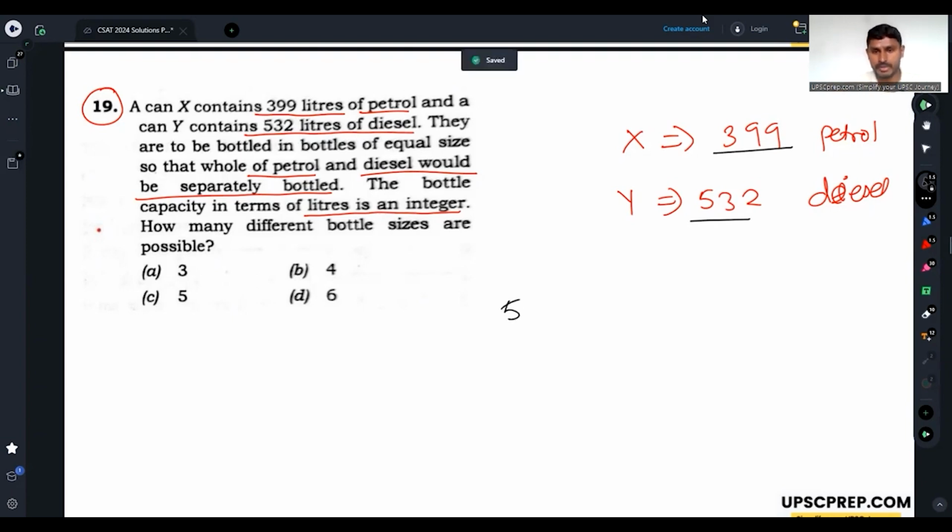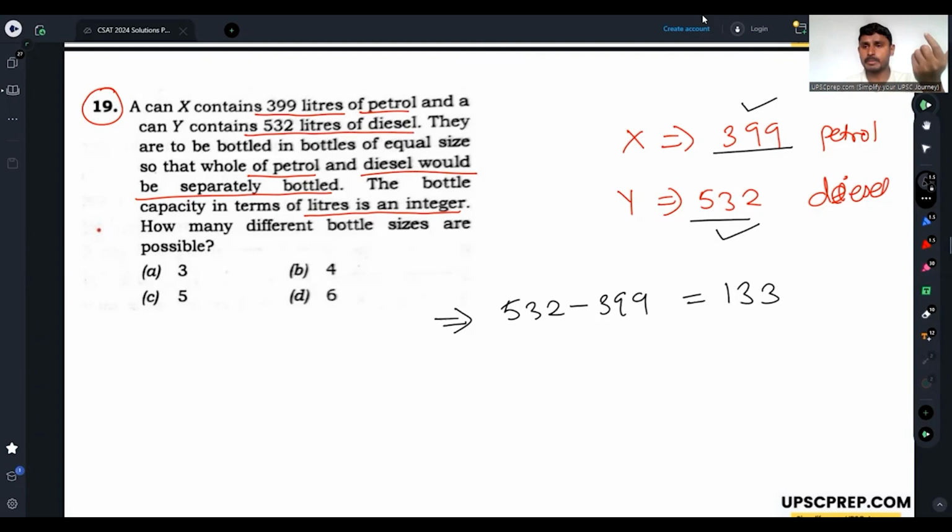So if 532 minus 399, what should be the difference here? It will be 133. Same as that of the previous question. तो 133 के जितने भी factors होंगे, those factors will divide 399 as well and 532 as well. Otherwise they will keep the same remainder as in the previous question. तो 133 के factors we will find out.